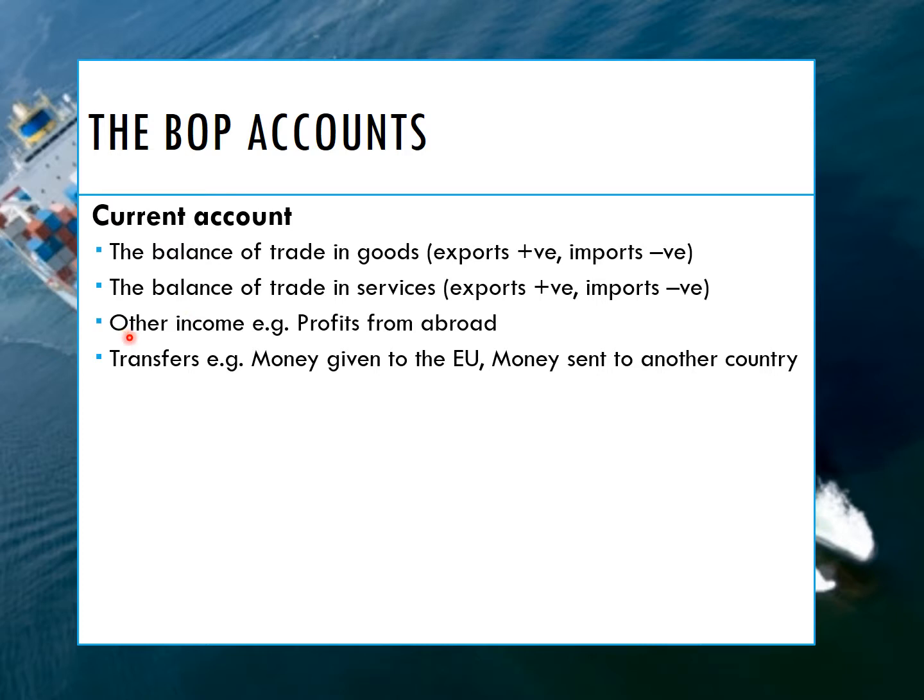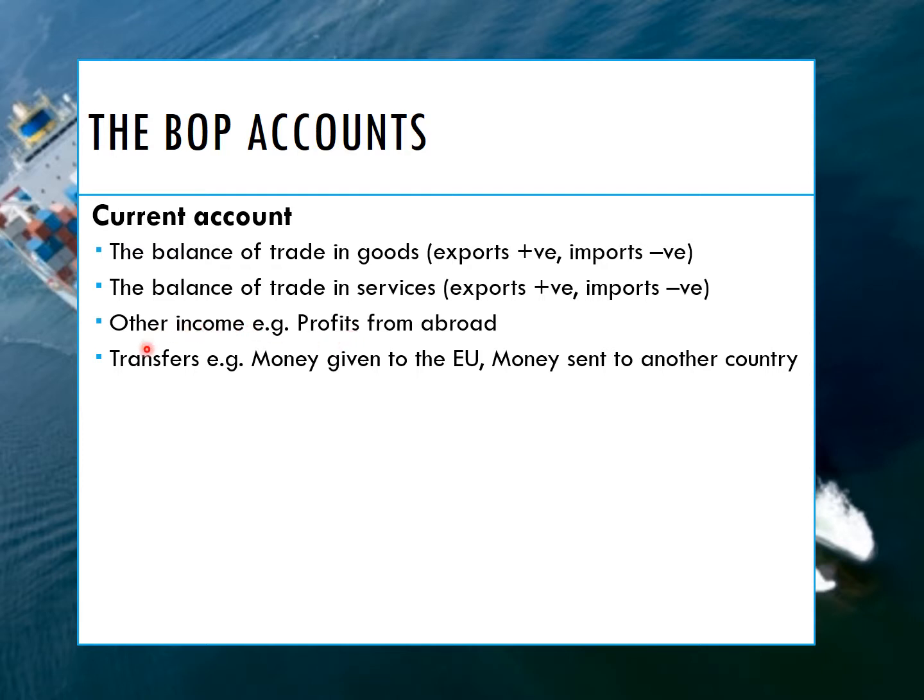We also have another category here called other income. And other income is any profit that's from abroad. So for example, if you owned a business in China and that Chinese business generated a profit and that profit came back to you in the UK, that will be a credit to the current account. That's a positive amount. Likewise, if there's a business based here that's owned by people abroad and the profits leave to go abroad, then that will be a negative, a debit.